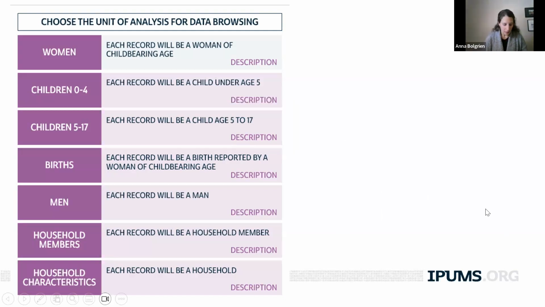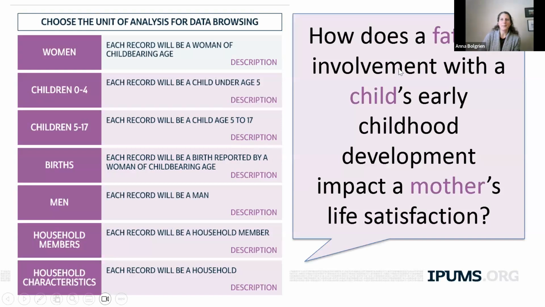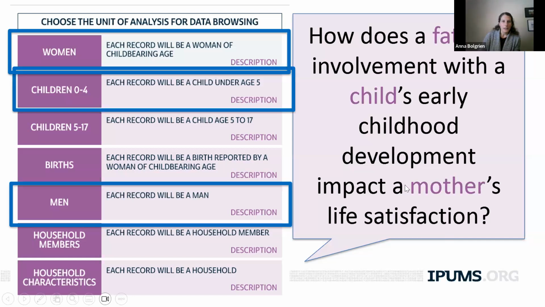One thing that UNICEF MICS makes possible is that you can mix and match these different data sets to ask really complicated questions. So, for example, if I wanted to think about how a father's involvement with a child's early childhood development impacts a mother's life satisfaction, I would want to use information from the woman, the children, and the men, all combined together to be able to answer this question.